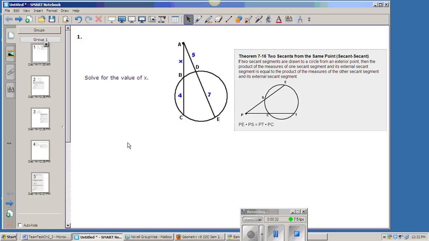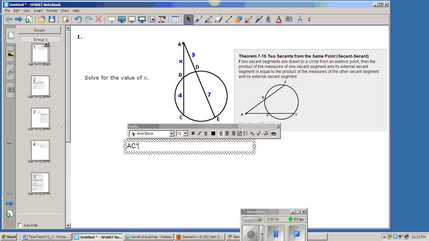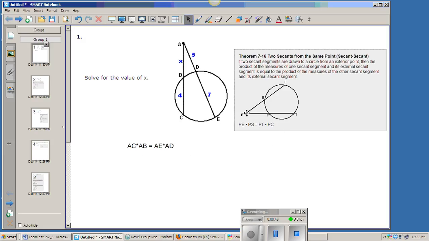I will recognize that the length from A to C times the length from A to B has to equal the same thing as the length from A to E times the length from A to D. So that's again just transferring. Instead of using P, I'm using A, and then the other points, I'm just using the corresponding points. So now I can just fill in what I do know.